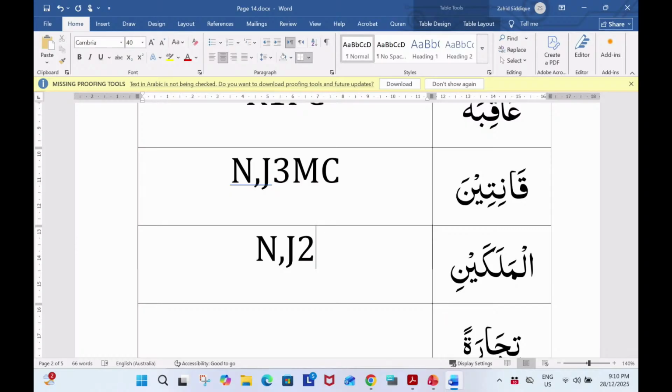Then, with respect to the gender, we don't have any identifier which tells us that this is feminine, so we would say this is masculine. Now, is this proper or common? Proper. Proper, why? Because it's talking about two. So if I'm talking about 2 chairs, they would become proper.